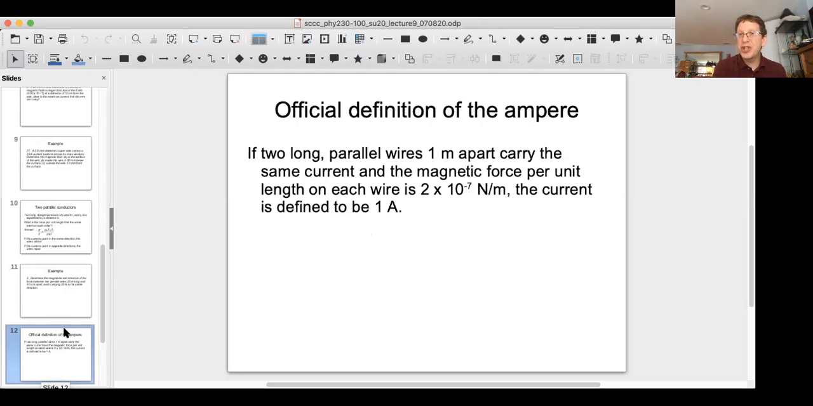And that brings us to the official definition of the ampere. We've kind of been hinting at this through most of the course up to this point. If two long parallel wires a meter apart carry the same current, and the magnetic force per unit length on each of the wires is 2 times 10 to the negative 7 newtons per meter, then the current is defined to be 1 ampere. That's how you define the ampere, and that's how you get mu naught and epsilon naught and the coulomb and the ohm and the volt and the farad and the Tesla. They all derive from this definition of the ampere.